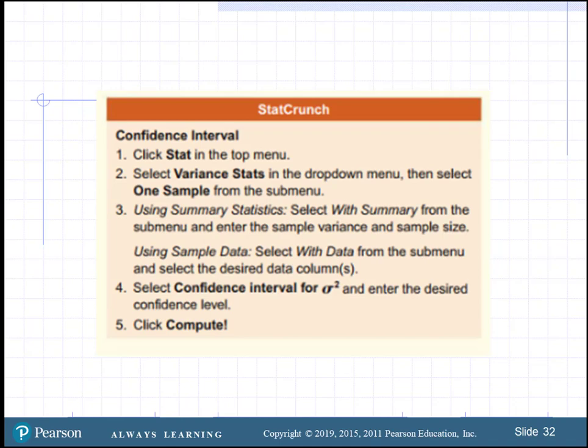On page 339 in your textbook, if you haven't found these at the end of the chapters, is a Tech Center that tells you how to do each of these things. There's the StatCrunch directions, and that's exactly what we did. But you need to remember that we're always calculating for the variance, so if you have the standard deviation, you must square it.